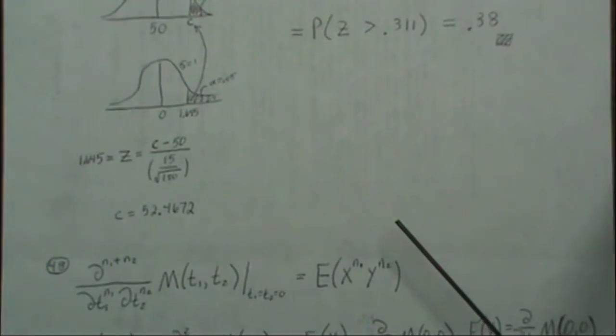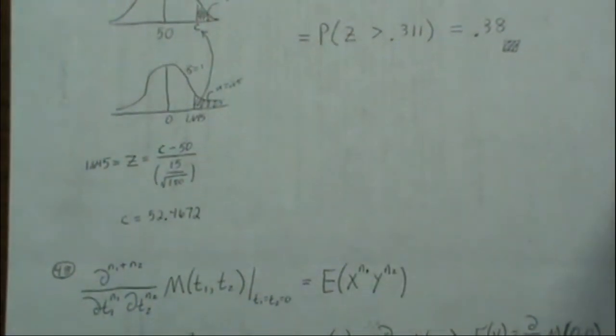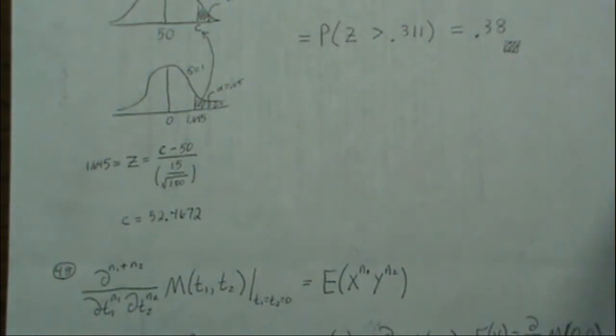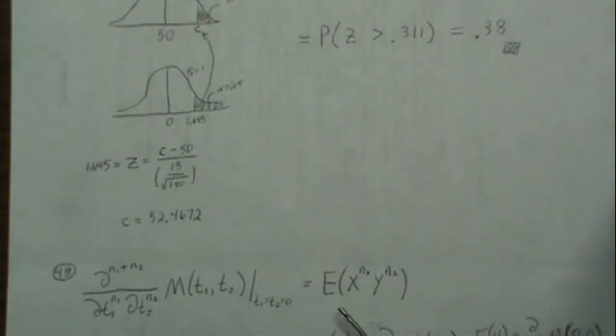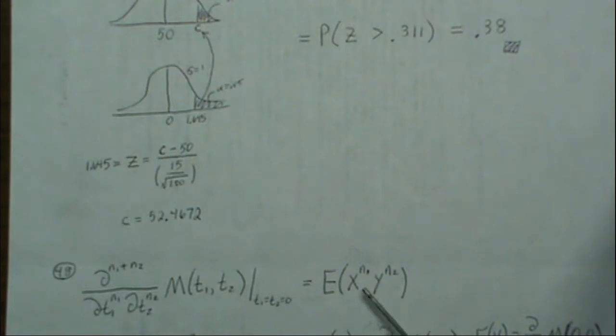Problem 48, we're given a moment generating function, a multivariate moment generating function. And so one property is that if you take the n1th partial with respect to t1 and the n2th partial with respect to t2 and plug in 0, that is the expected value of x raised to the n1 and y raised to the n2. And we're going to need this because the covariance is the expected value of xy minus the expected value of x times the expected value of y.